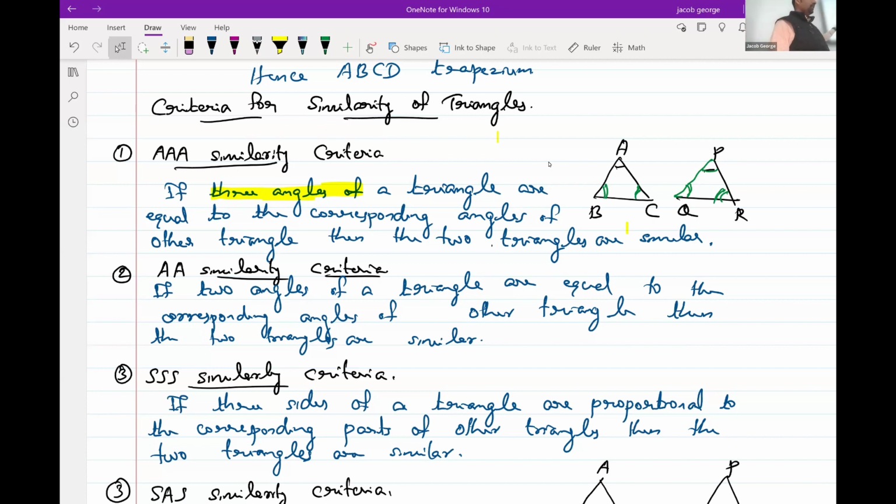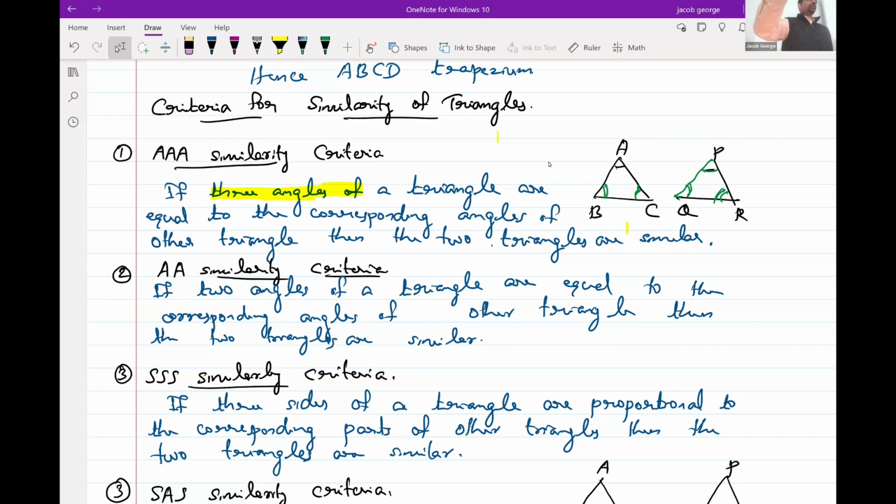Okay, in the majority of the sums we use this only. Which one? AA. That means simply take two angles and prove that the 2 angles are equal, then the triangles are similar. And the third is SSS similarity criteria. In congruency, sides must be equal. In similarity, sides are proportional.